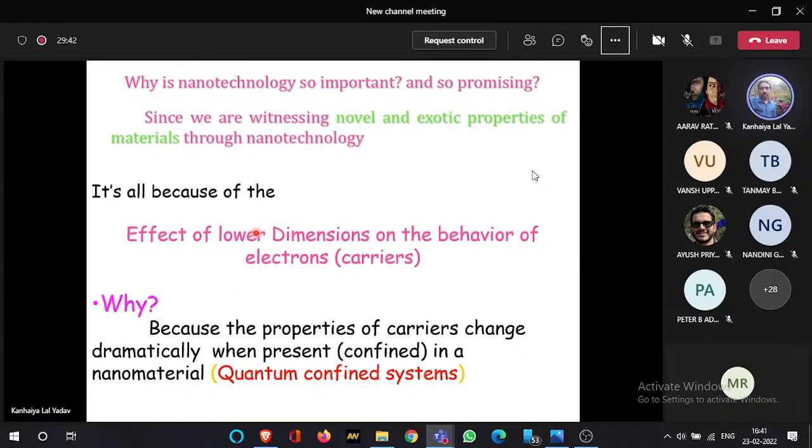When they are made in lower dimensions, the properties of all materials depend on the electronic structure, the charge, then the thermal behavior, optical behavior, everything is dependent on the electronic structure and their size and other things. So that is why the properties of carriers change dramatically when confined in a nanomaterial. Quantum confined systems have different properties than the bulk material.